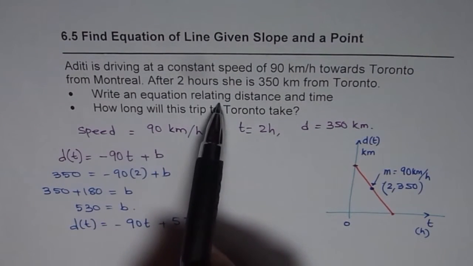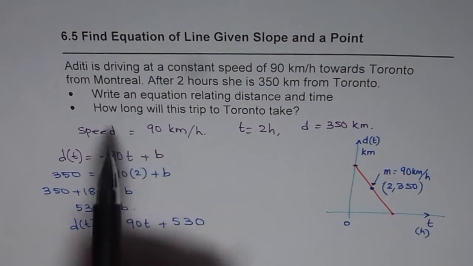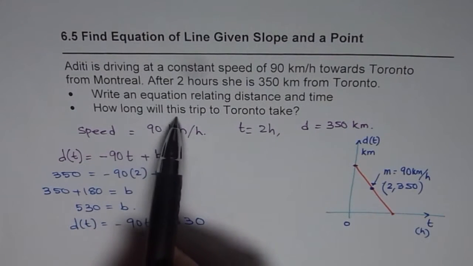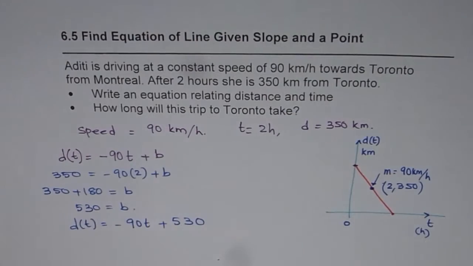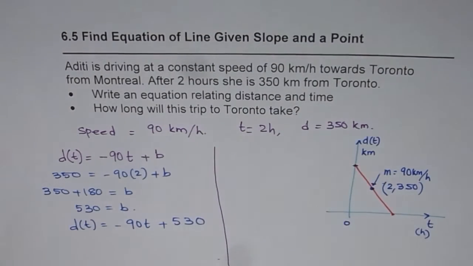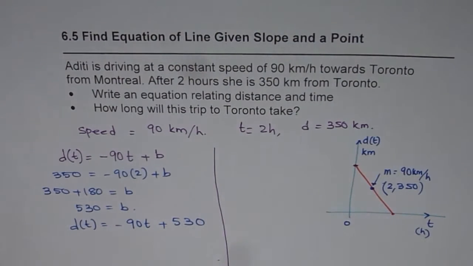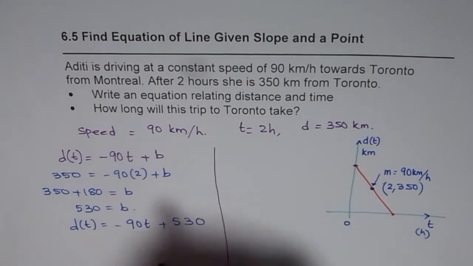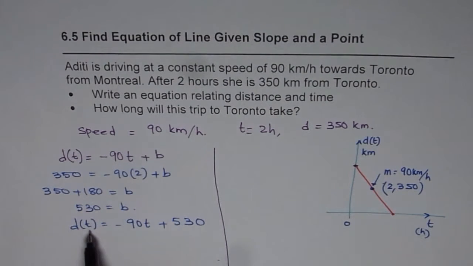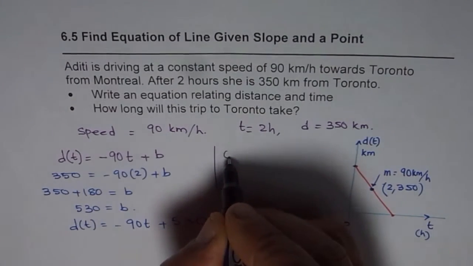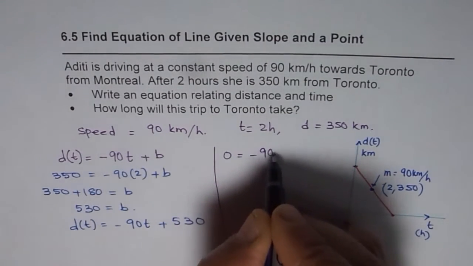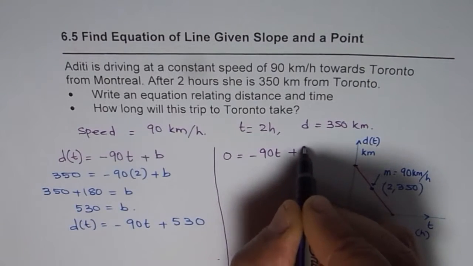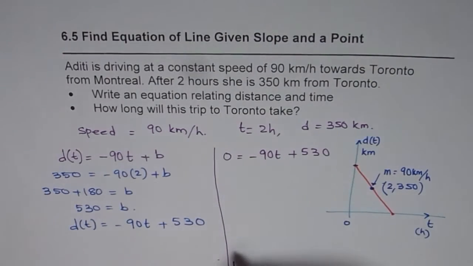Write an equation relating distance and time. The second part is how long will this trip to Toronto take, right? I'd like you to pause the video, answer the second part at least, and check with my answer. Now to answer the second part, what will be the distance when Aditi reaches Toronto? Distance will be 0. So we'll substitute 0 here, 0 equals minus 90t plus 530, and solve for time, right?